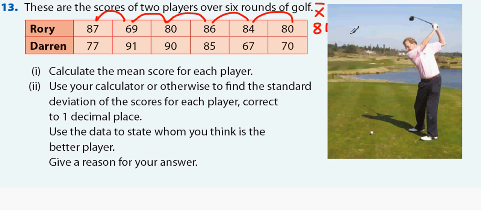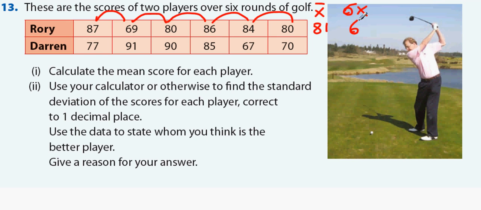While you're getting his x bar, you might as well get the standard deviation there. There's no point inputting the data in twice. So his standard deviation is going to be 6. Rory's standard deviation is 6.